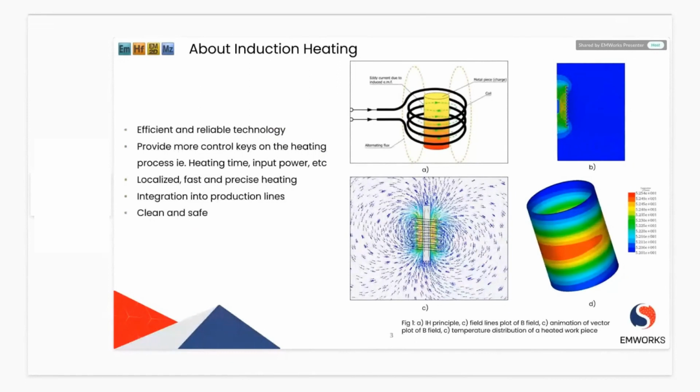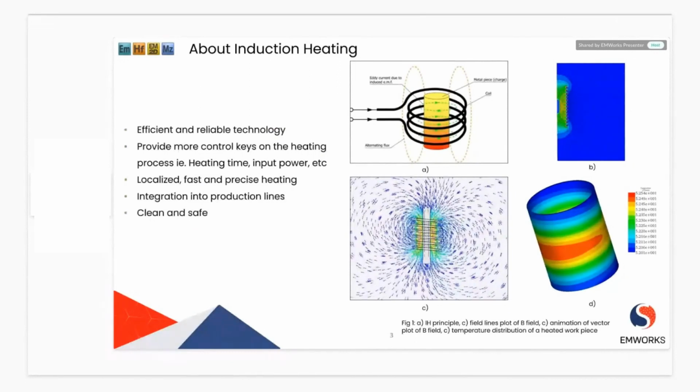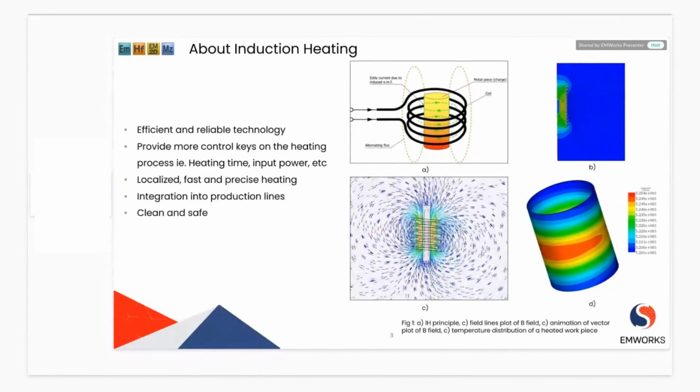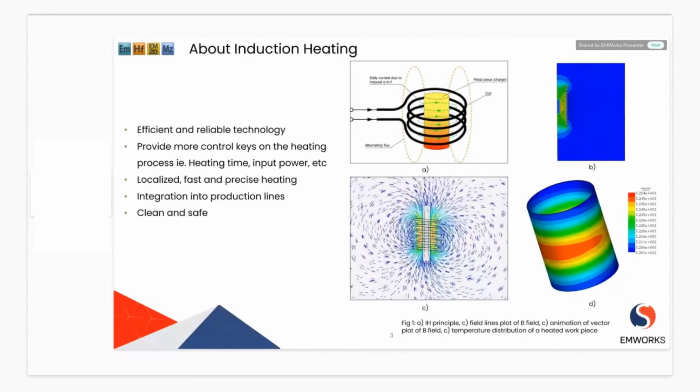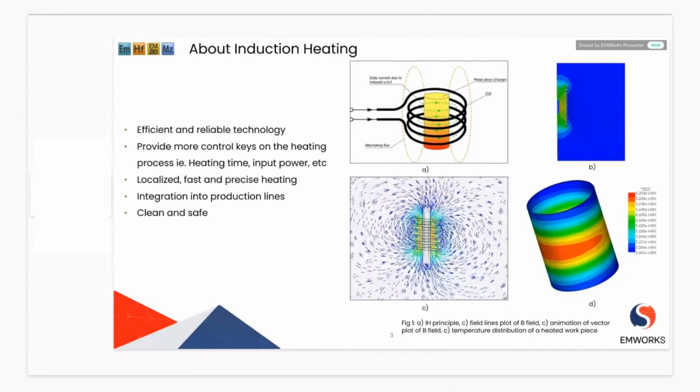So it's efficient. It can provide more control on the heating process, heating time, and power. You can adjust the power by adjusting the current or the voltage of your induction coil. Also the time: you can customize the heating time and so on.